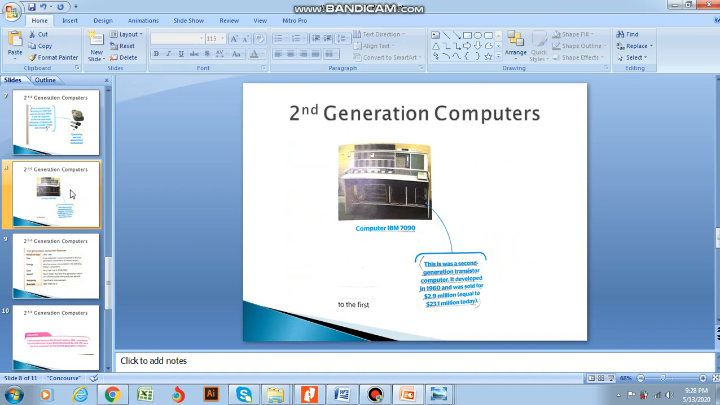This is the second generation computer. This is the first second generation computer. Its name is IBM 7090. This was the second generation transistor computer. It was developed in 1960 and was sold for $2.9 million, equal to $23.1 million today. Okay, the cost was quite high, but it was lower than first generation computers.